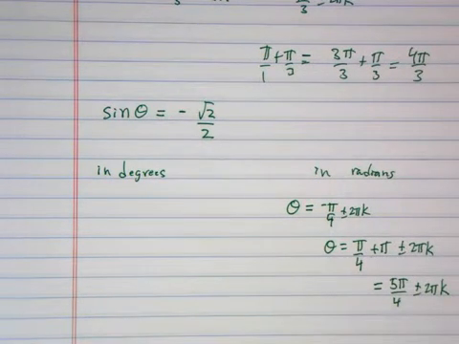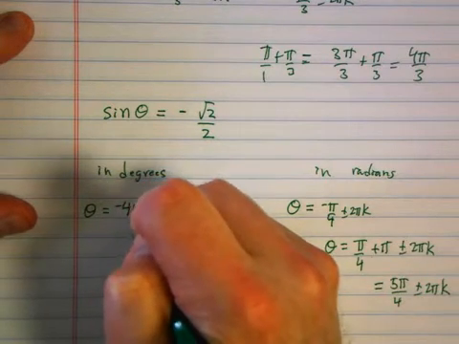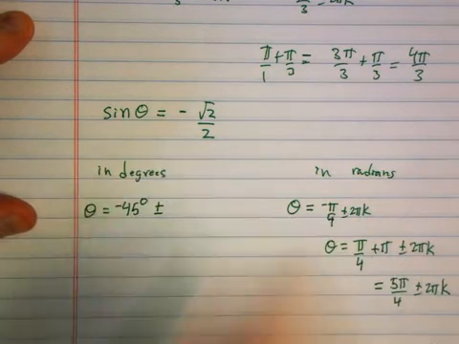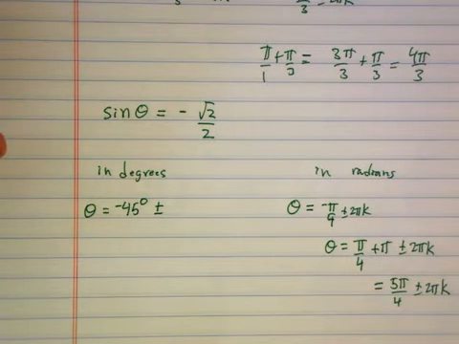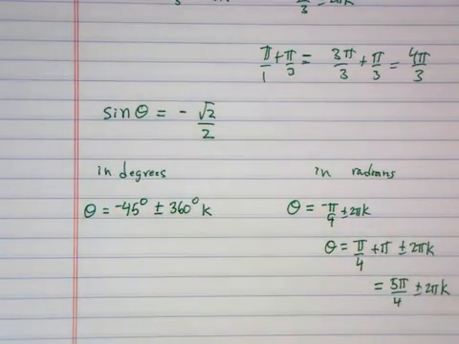All right, now let's do it in degrees. In degrees, what would my reference angle be? 45 degrees. How do I take 45 degrees and put it in quadrant number 4? The hard way is to subtract it from 360. The easy way is to make it negative. So one correct answer in degrees is theta is minus 45 degrees plus or minus, not 180, 360. I need complete revolutions. So plus or minus 360k is how we would write it in degrees.